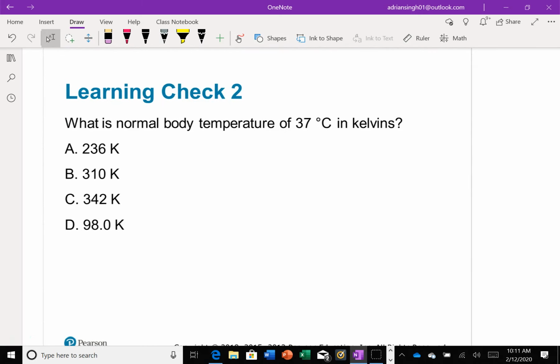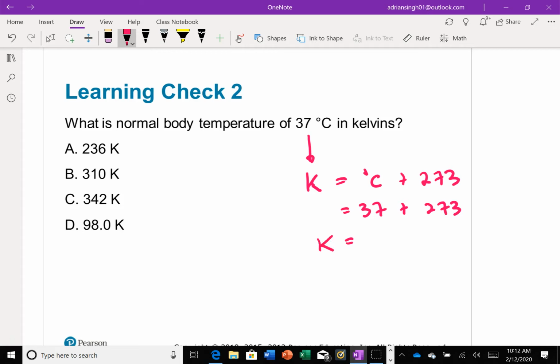So body temperature oscillates, right? It's not constant. It goes up, it goes down a little bit. But typically, on average, we can say it's 37 degrees Celsius. And what is that in Kelvin? Well, we're going to take the degrees Celsius and add 273. All right, so 37 plus 273.